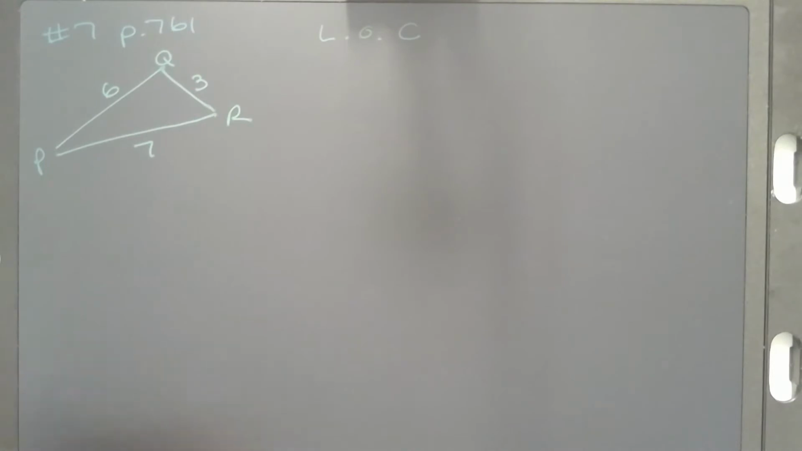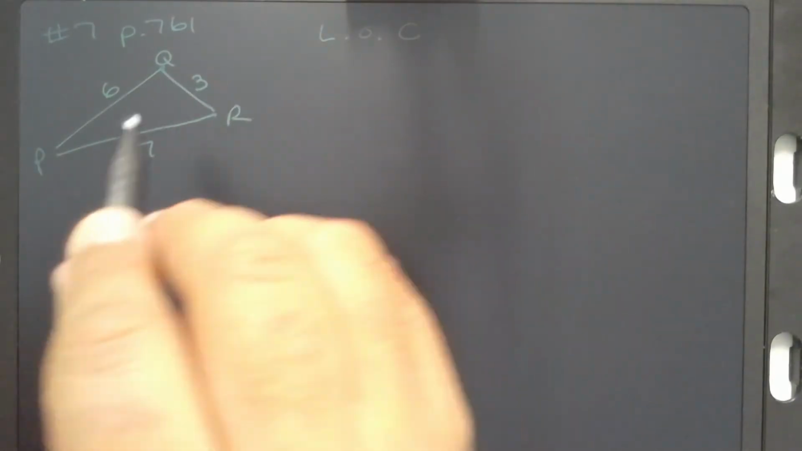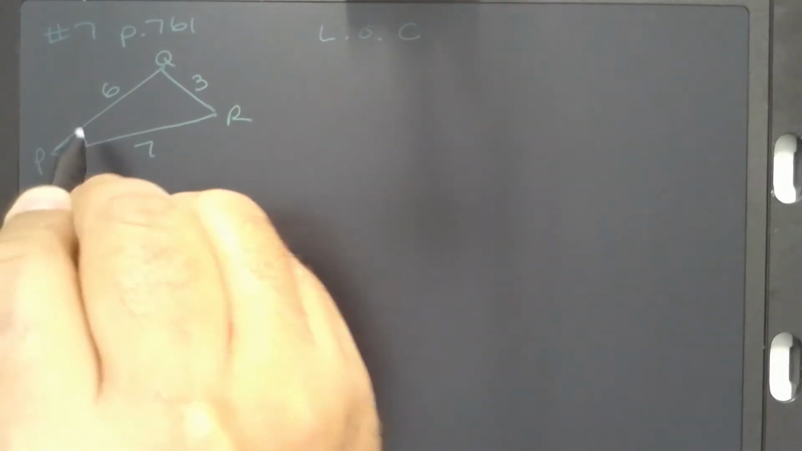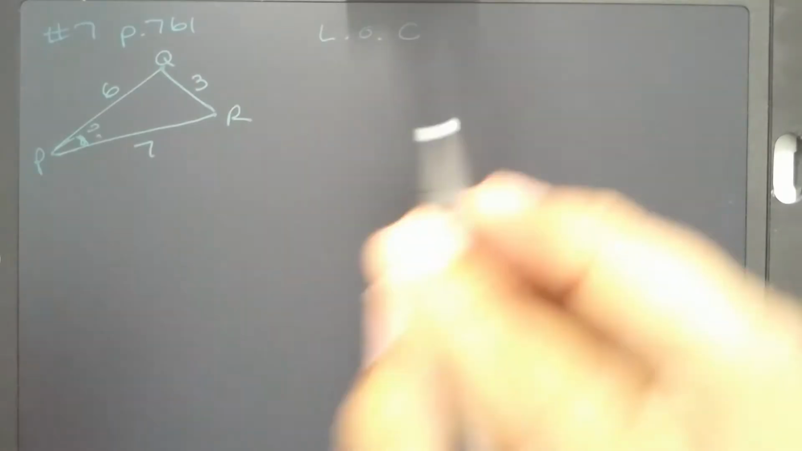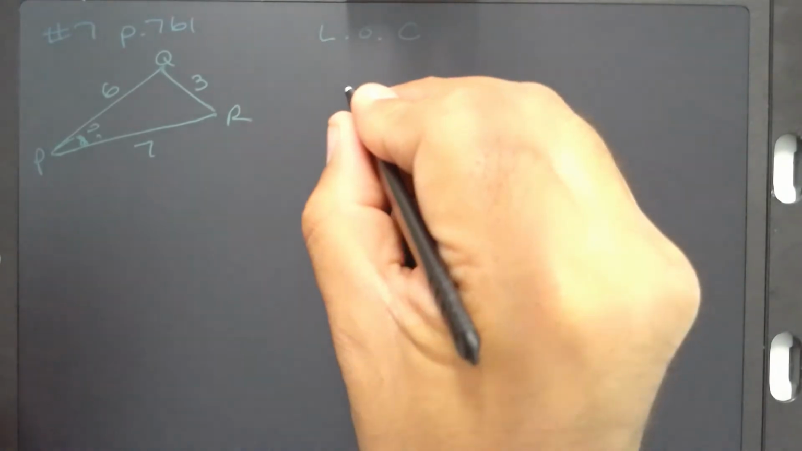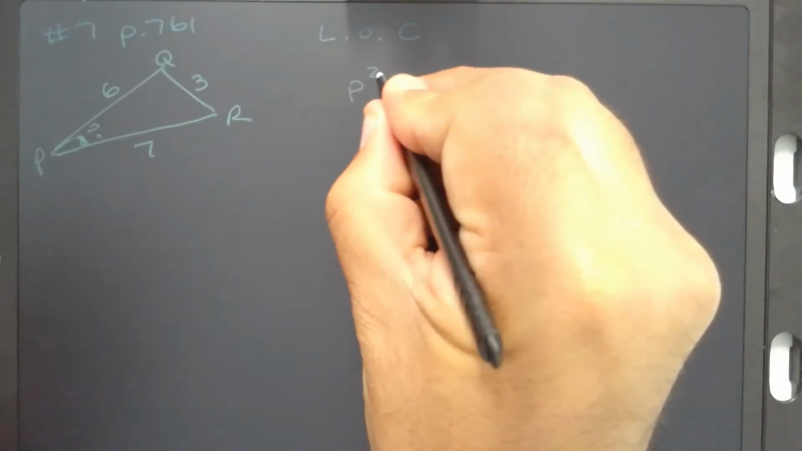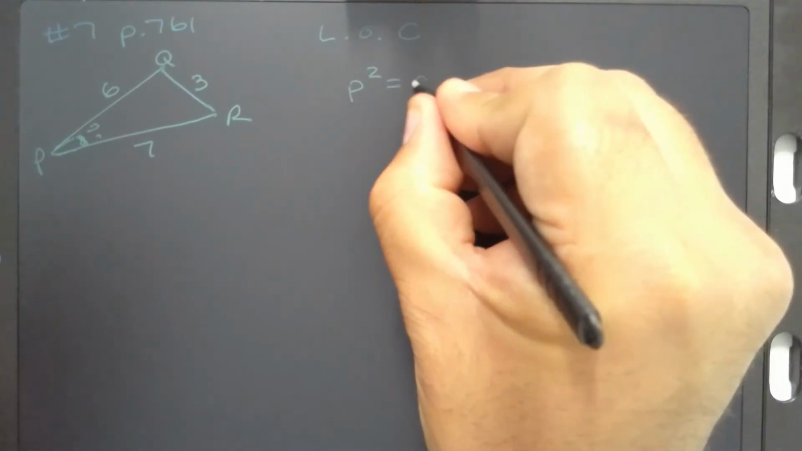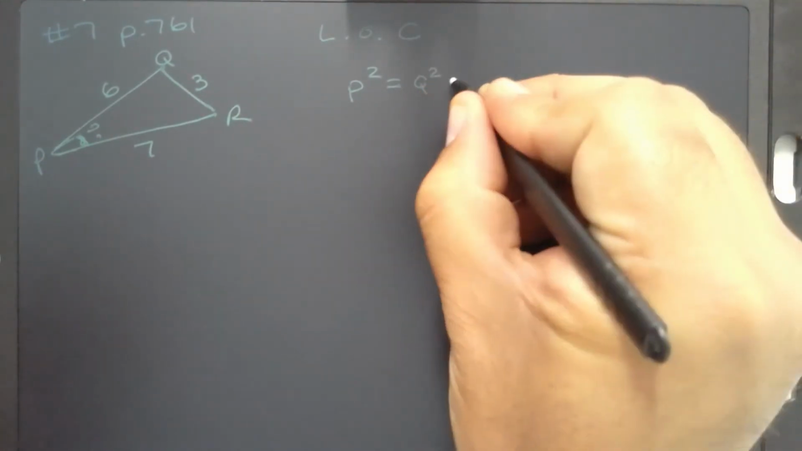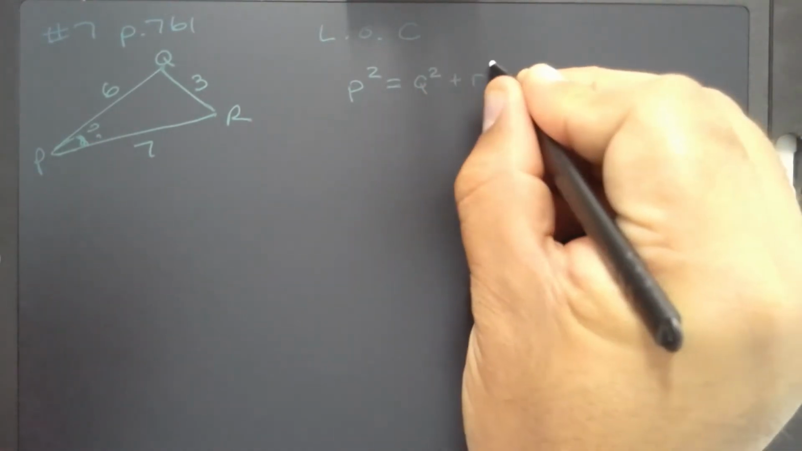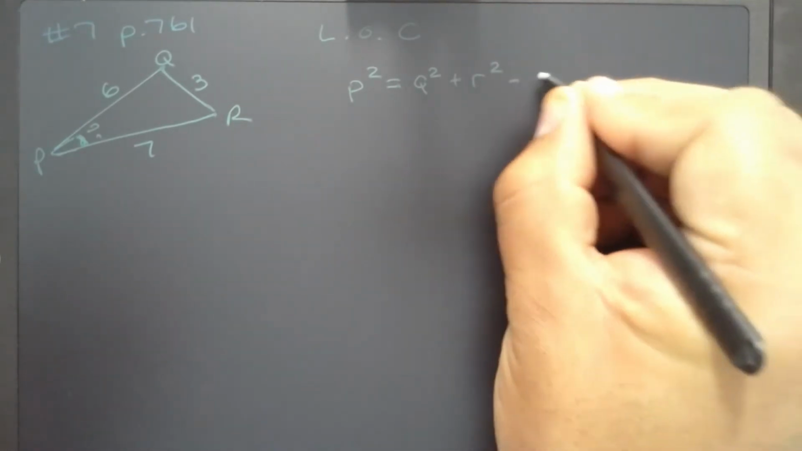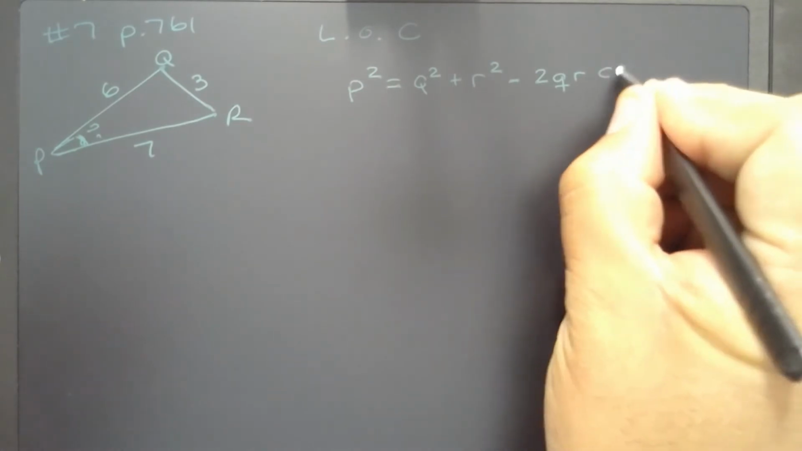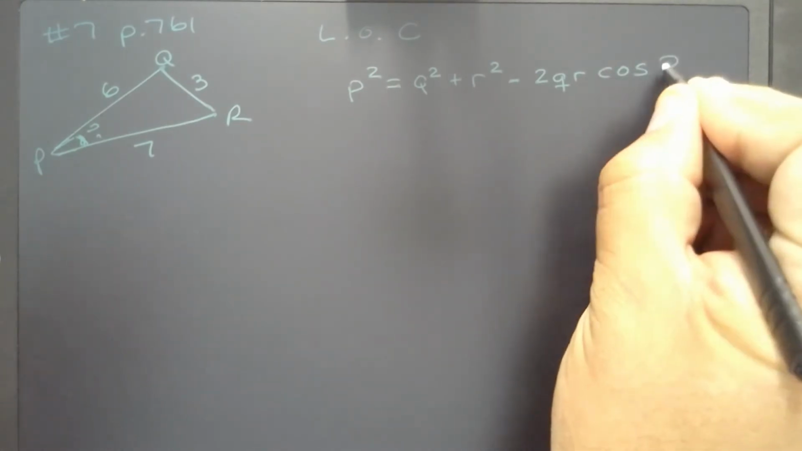All right. So the law of cosines, if we take any, let's say for instance, P. Let's go ahead and figure out what P is first. So again, we have P squared is equal to Q squared plus R squared minus 2QR cosine of P.